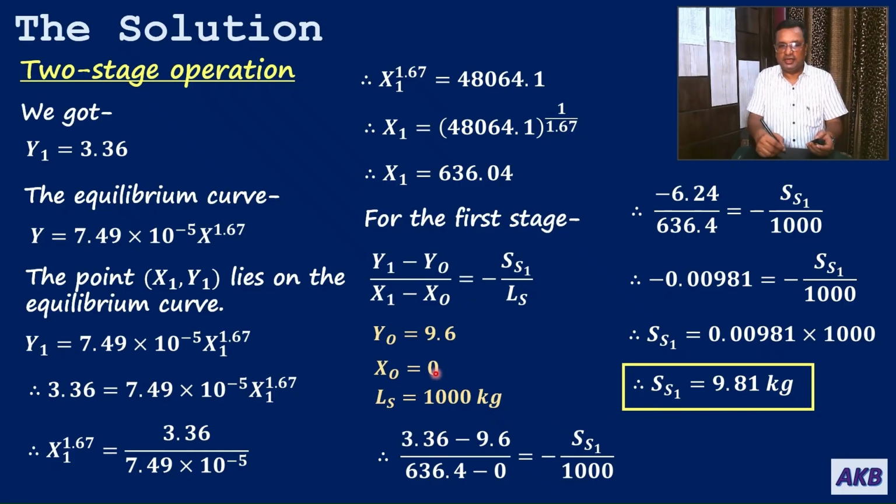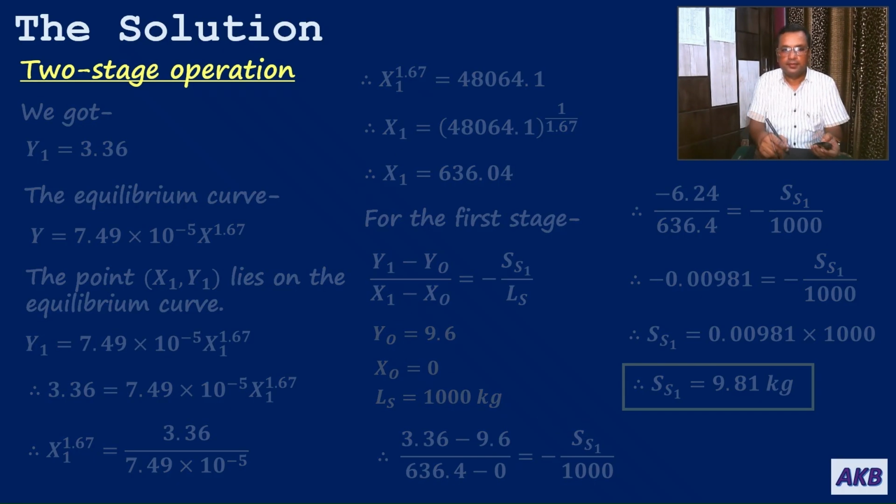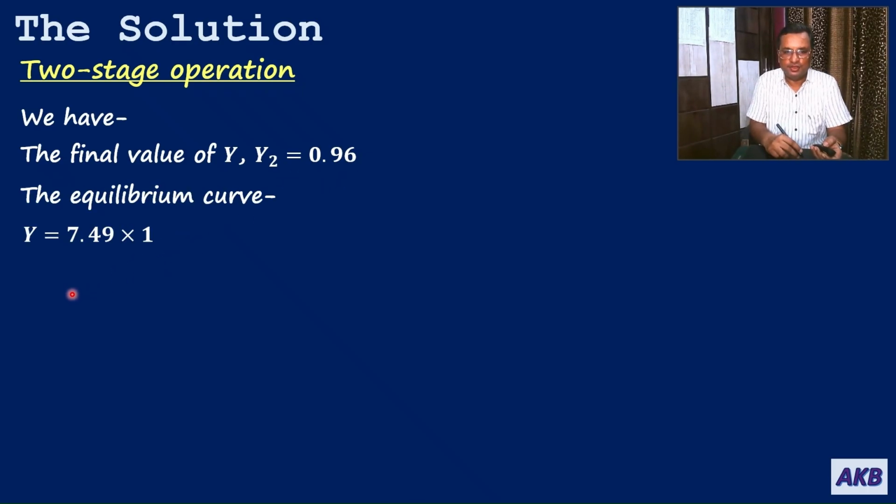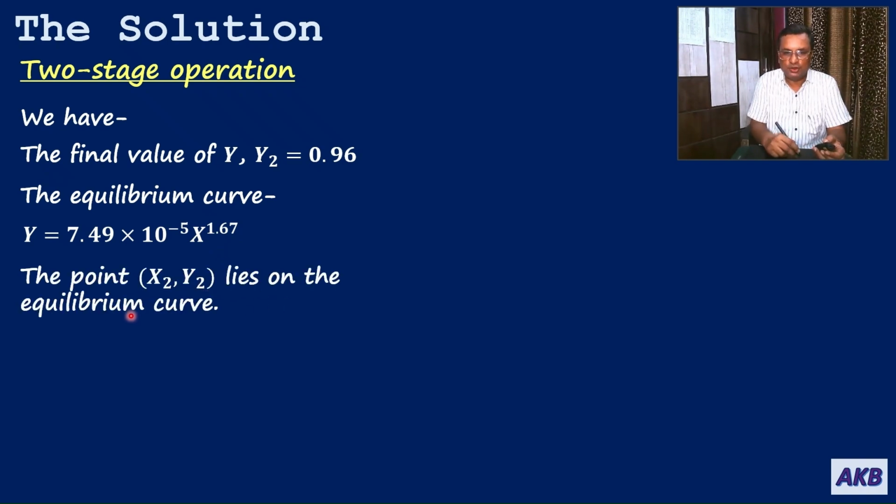Now let us do the calculations for the second stage. So we have the final value for y as 0.96. That is, in this case capital Y2 is 0.96. And the equilibrium curve equation is y is equal to 7.49 into 10 to the power minus 5 into x raised to 1.67. Now the point x2 y2 will be lying on the equilibrium curve. Therefore it should satisfy the equation of the equilibrium curve.